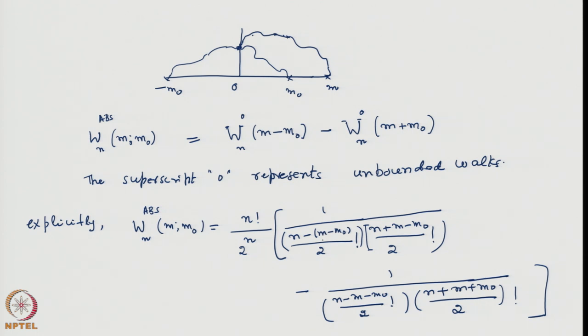If you just put m equal to 0, you can see that both the terms become identical. If you put m equal to 0, this becomes n plus m naught here and n minus m naught here. Here n plus m naught also exists, n minus m naught also exists. They exactly cancel each other, thereby implying a very interesting boundary condition. We note that W_n with absorption at 0, m naught, equals 0. This is a very important boundary condition, derived without assuming, merely by using the property of symmetry and killing the paths and accounting for the killed paths by a virtual walker. That's all we have done.